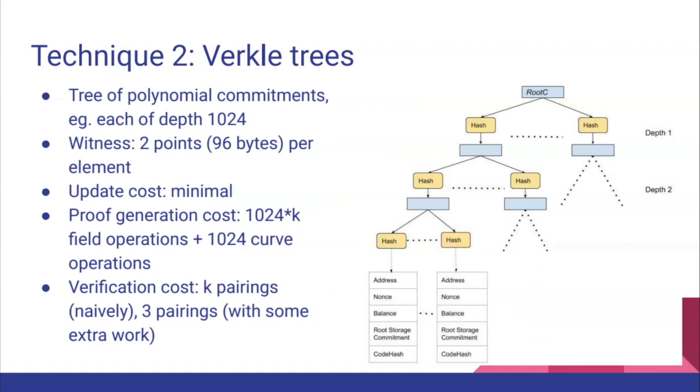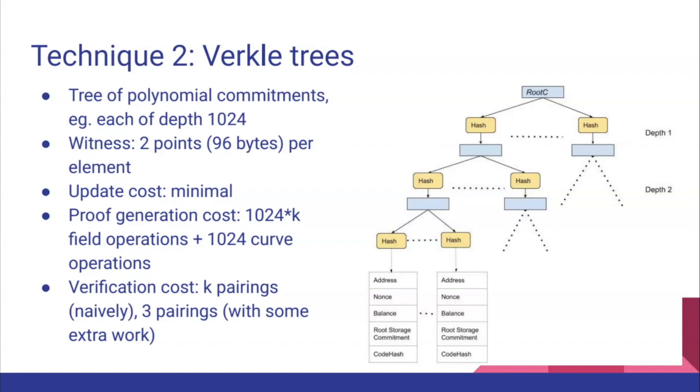Another technique is Merkle trees of polynomial commitments, right? So this compromises between the Merkle tree path and the polynomial commitment path. And it basically says, we're going to have a tree of polynomial commitments, and they're going to have medium width. So let's say 1024. And the witness here, now you are going to have to include intermediate commitments as witnesses. So if your tree has depth 3, then you're going to actually have to include what the intermediate commitments are. So that's 2 elliptic curve points, or 96 bytes per element. The update cost is minimal, basically because you don't actually need to pre-generate everything.